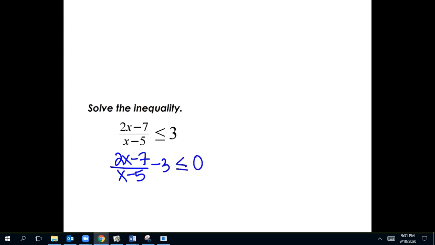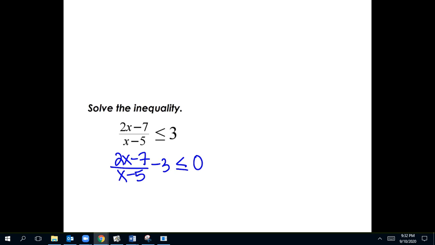And then this is going to be a little different than when we solve equations. When we solve equations, our goal is to get rid of the denominator. But with a problem like this, we don't want to get rid of the denominator because we need it when we do our number line. And if we get rid of it, we won't get the right answer because that 5 asymptote will cause some weird things to happen. So what we're going to do instead is we're just going to get common denominators.